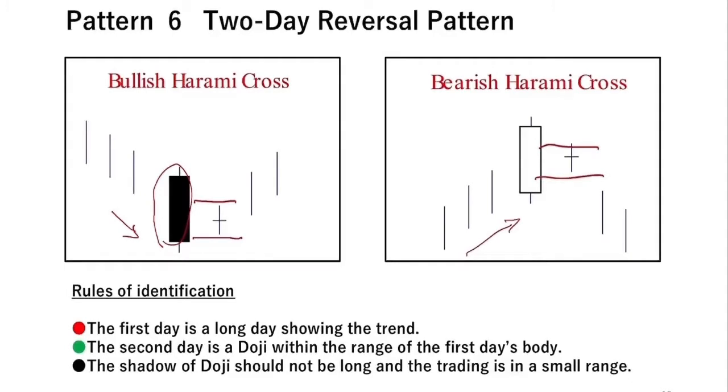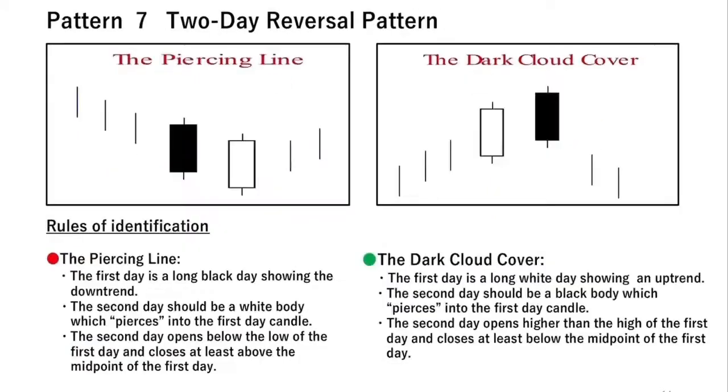And then the third point is the shadow of a doji should not be long, and the trading should be in a very small range. Pattern 7 is a 2-day reversal pattern. One is the piercing line, the other is the dark cloud cover.